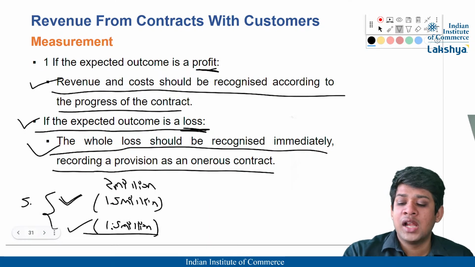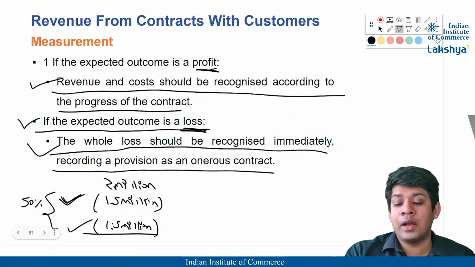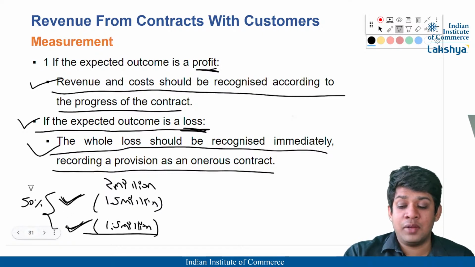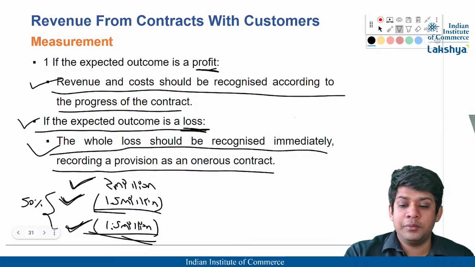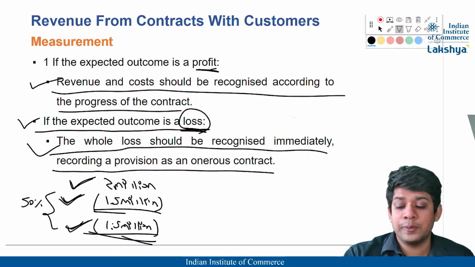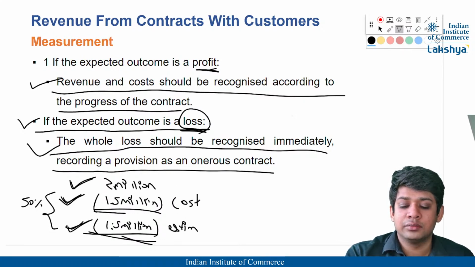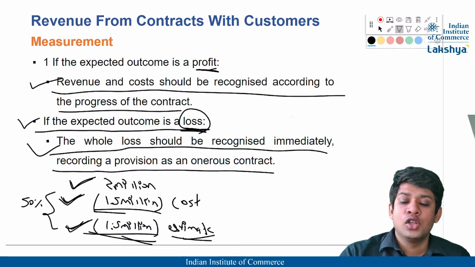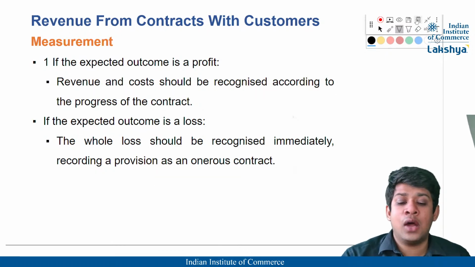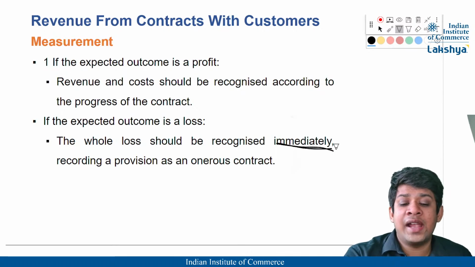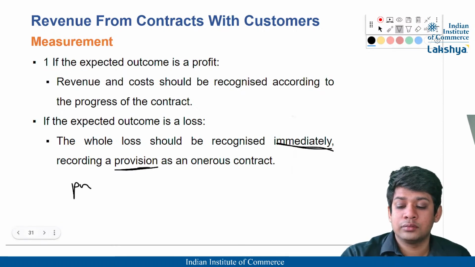I've already incurred 1.5 million, and I'm saying that only 50% of the project is completed, so I'm expecting 1.5 million more to be incurred. So the total cost that I'm going to incur is 3 million, 1.5 plus 1.5. But the customer will pay me only 2 million, correct? So the expected outcome is a loss, correct? These are costs incurred to date, and these are estimated costs to complete. So whenever I expect that the outcome is going to be a loss, I immediately recognize the loss as a provision.